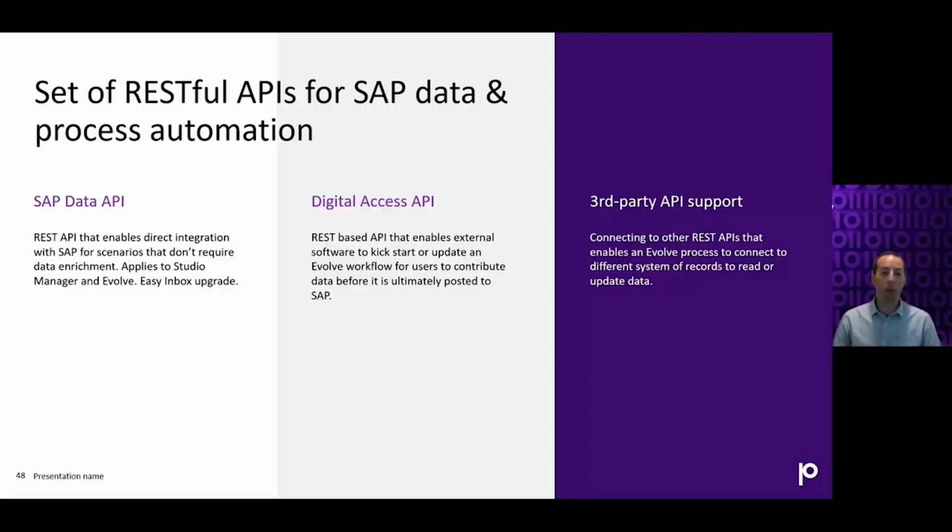Finally, we now have support for third-party APIs as well. This enables Evolve solution developers to easily integrate with other systems of record beyond SAP that have RESTful APIs as options. One example that we frequently hear from our customers is Salesforce. So you can now query data from these third-party systems like Salesforce into your Evolve process, or you can send data from your Evolve process into these third-party systems.